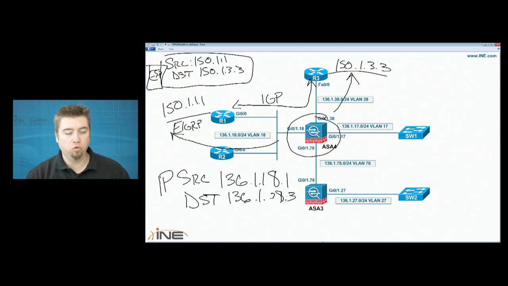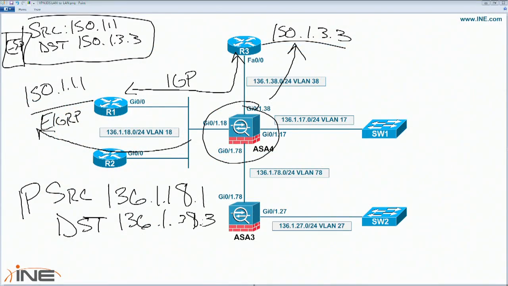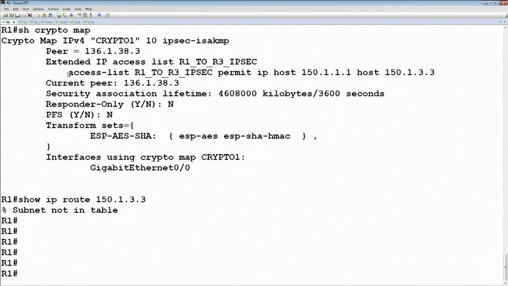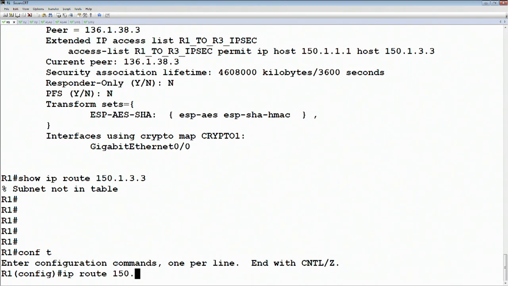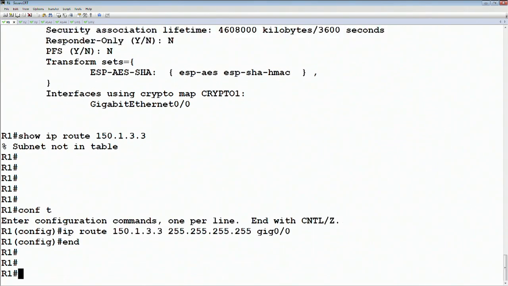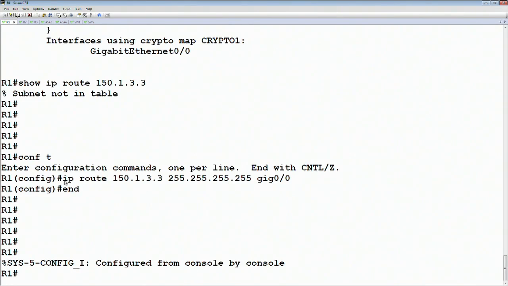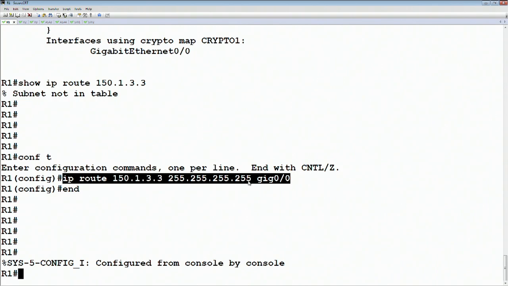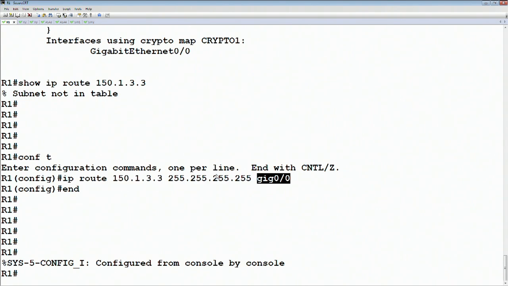So always make sure that you solve the routing process first, because it's completely independent of crypto, both from the initiator and the responder. So on router 1, we would need to make sure that we have a route to 150.133, and we could simply point that out the gig interface. Under normal circumstances, you would not want to do this because of the way that ProxyARP would have to resolve this, but this is a special case because we're essentially just pointing it towards the interface with the crypto map applied.